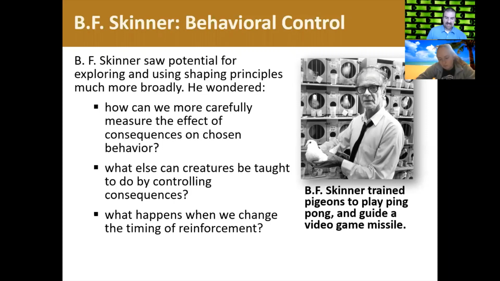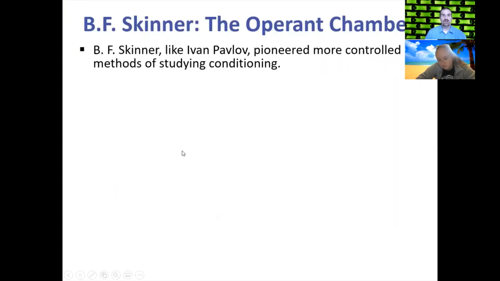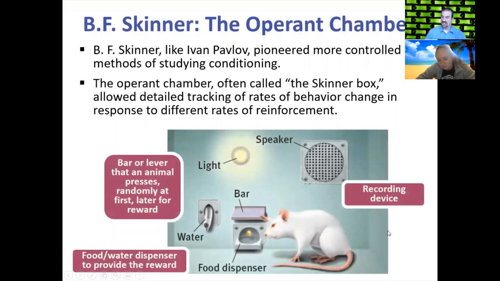The way Skinner approaches some of these larger, broader questions is through what we call the Skinner box, which is an operant chamber. I'll put everything up here so you can see the visuals as we're talking about it. Skinner, like other psychologists, wants a more controlled method for studying conditioning. He wants to make careful observations to see how animals respond to different situations.